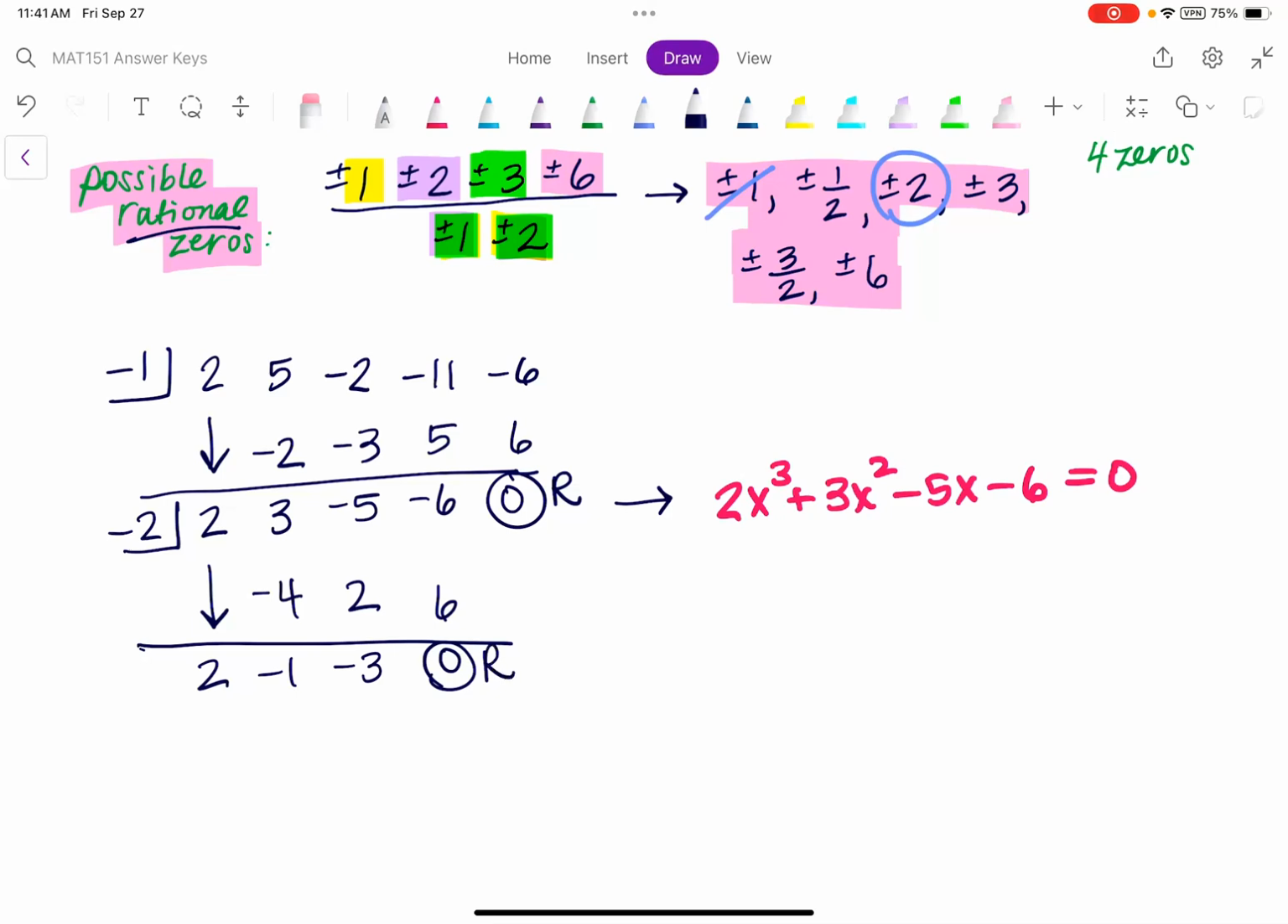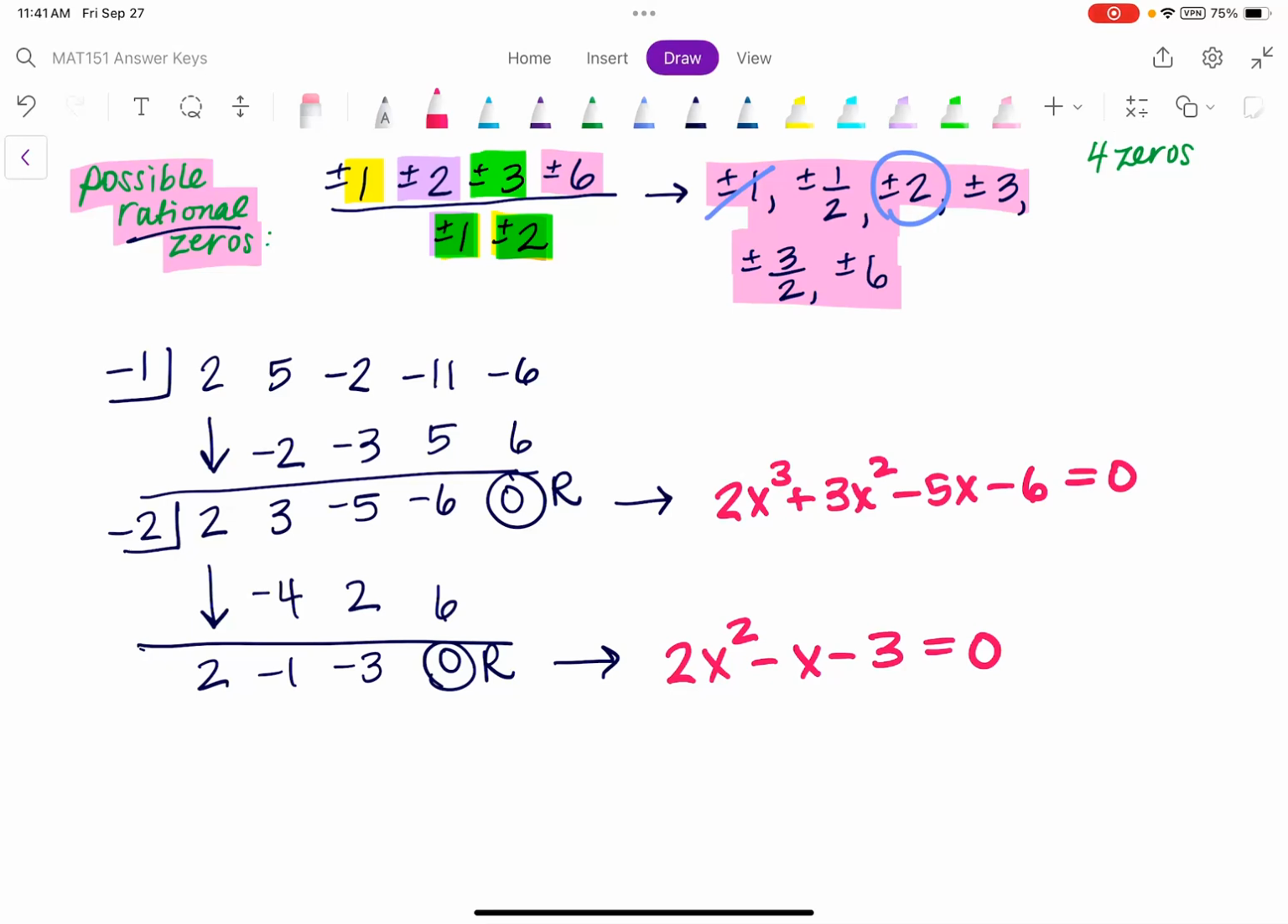We get a remainder of 0, which we expected, and then once again, we write down the resulting equation. We know the exponent drops down by 1, so this is 2x squared minus x minus 3 equals 0, and now we're solving this equation to find our last two zeros.